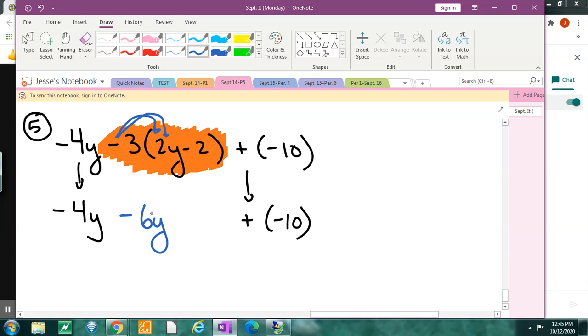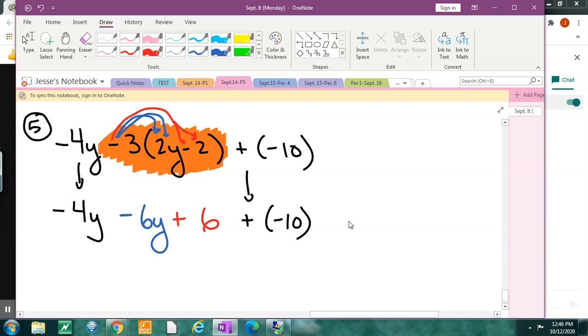Very good, 6y. Now I'm going to use a different color for the negative times the negative here. Or if you want to do a 2 arrow like this, that's fine. You do one line and then you split them up, because you first do the sign, then the number, the integer. So what's negative times negative? Positive. And 3 times 2? 6. Very good.